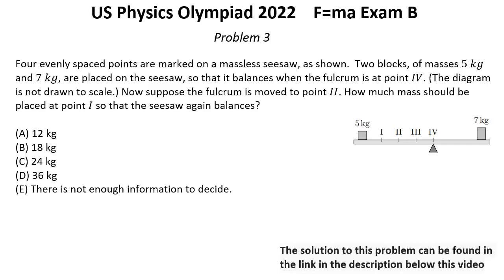After the fulcrum is moved, balancing torques about point 2 implies that the new mass should have a weight of double this 120, which is 240, because distance from point 2 to point 4 is twice greater than distance between point 2 and point 1. So it means that total mass must be placed twice greater, which is 24 kilograms. That's answer C, and that was solution for problem number 3.